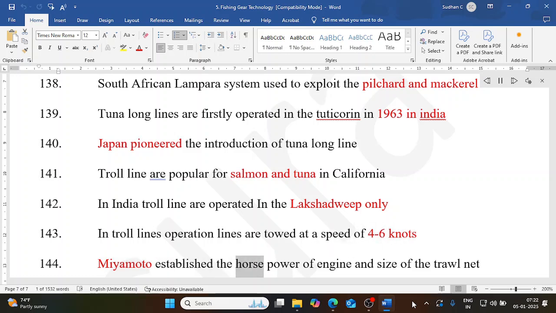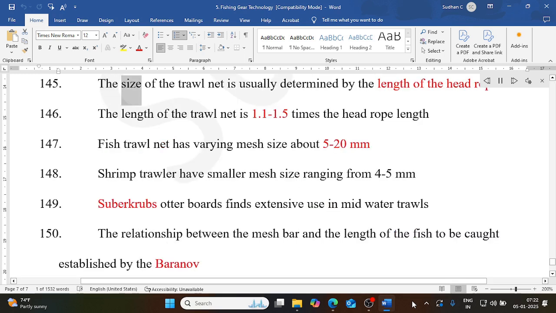Miyamoto established the relationship between the horsepower of the engine and the size of the trawl net. The size of the trawl net is usually determined by the length of the head rope. The length of the trawl net is 1.1 to 1.5 times the head rope length. Fish trawl nets have varying mesh sizes of about 5 to 20 millimeters. Shrimp trawls have smaller mesh size ranging from 4 to 5 millimeters.